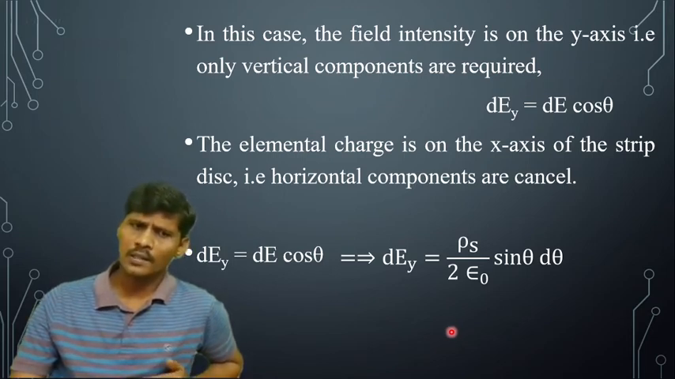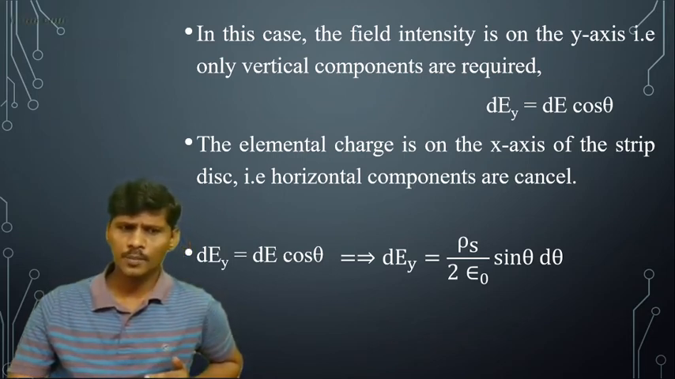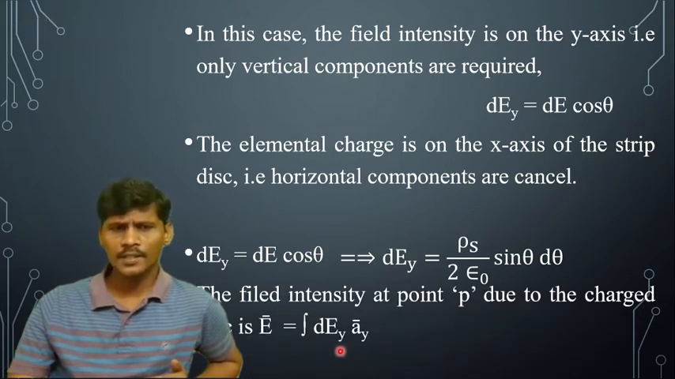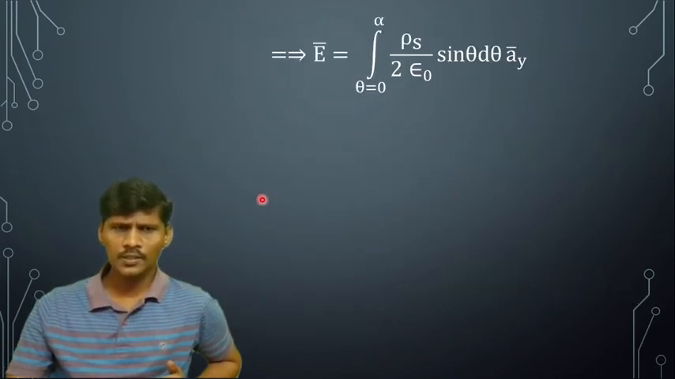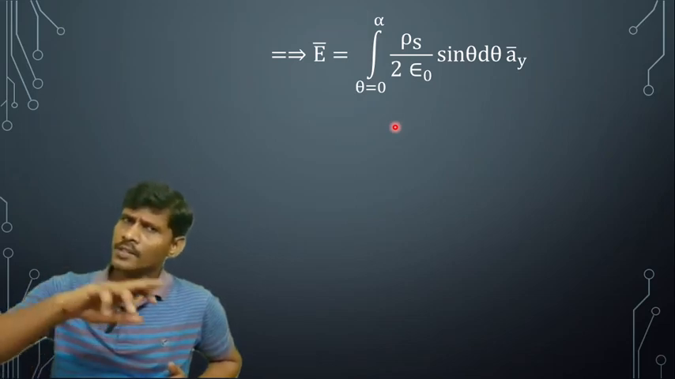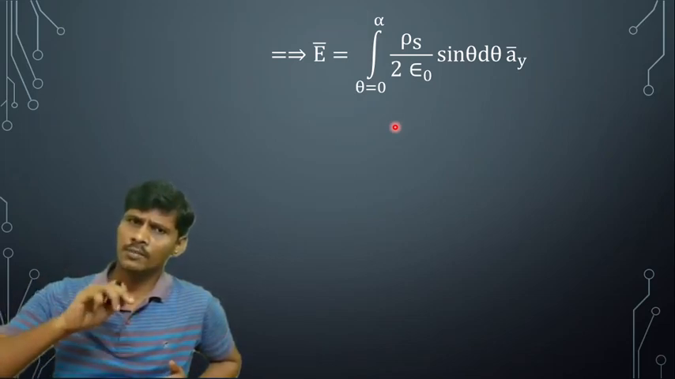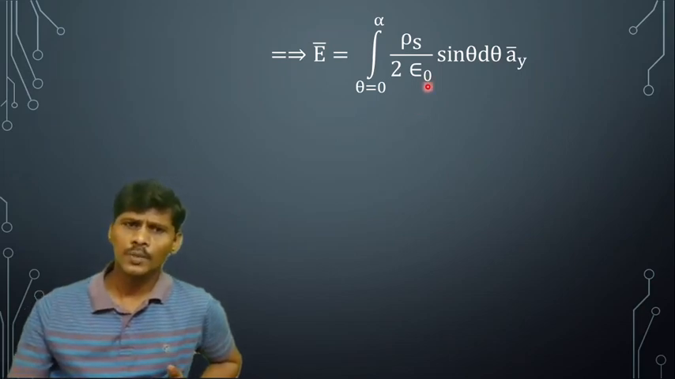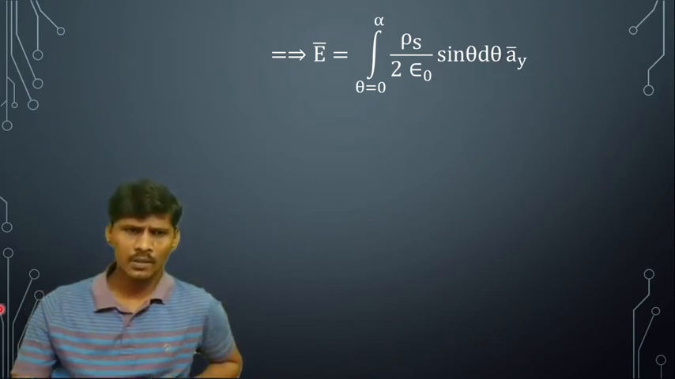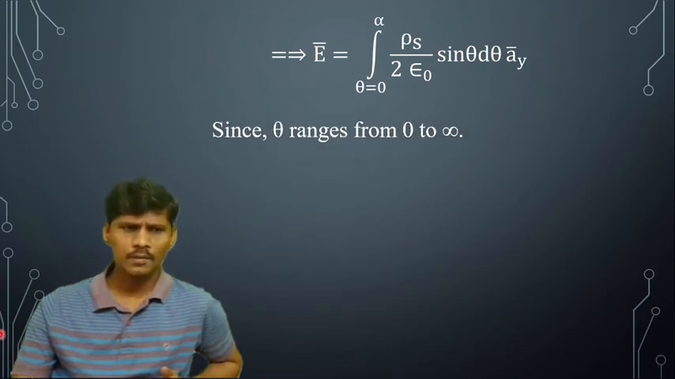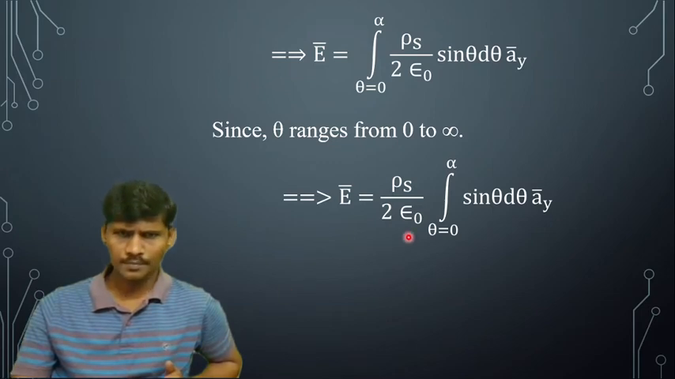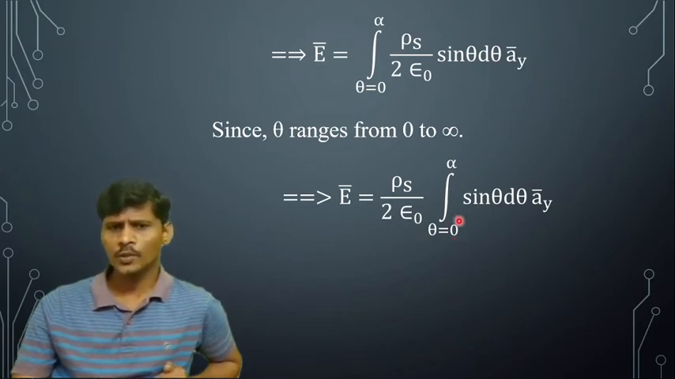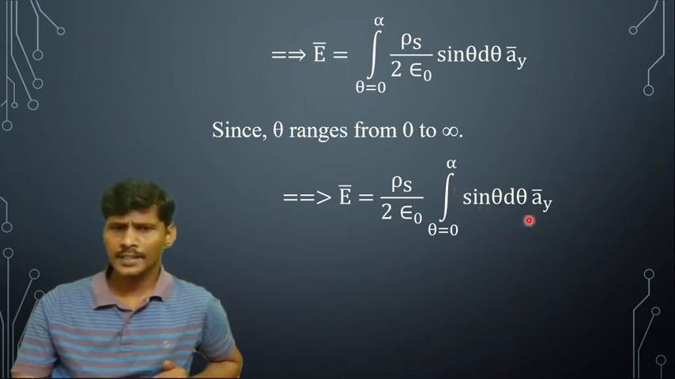Now we want to calculate the total electric field intensity at point P. E bar is equal to integral dEy into a y bar, and substitute dEy into this equation. We get the total electric field intensity E bar is equal to, over the entire charged circular disk of the radius, theta varies from 0 to alpha, rho s by 2 epsilon naught sin theta d theta a y bar. So that is equal to rho s by 2 epsilon naught into integral 0 to alpha sin theta d theta a y bar.